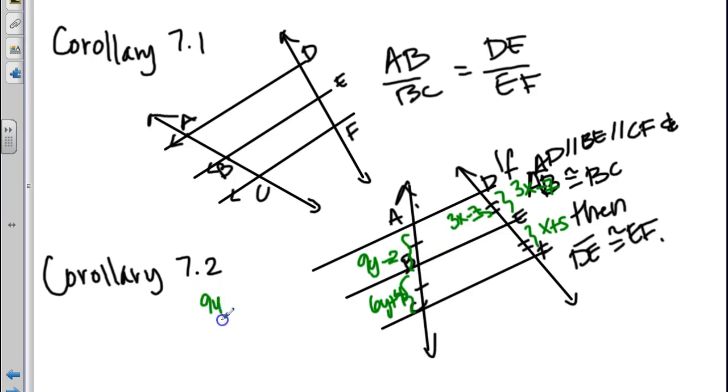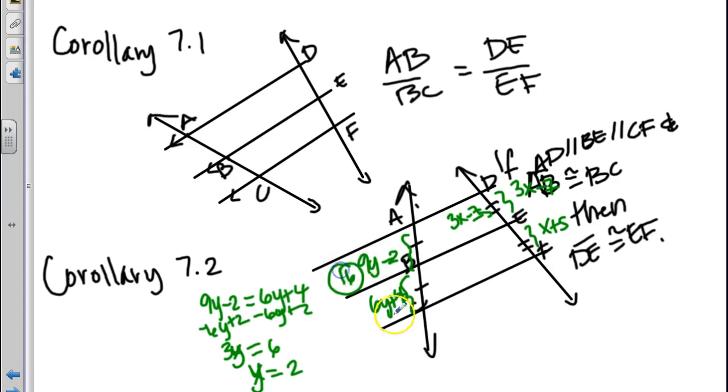So I know that 9y minus 2, whatever that length is, has to be equal to 6y plus 4. So I can solve this by subtracting 6y from both sides and then adding 2 to both sides, and I get 3y equals 6, or y is 2. Excuse me, y. Ooh, change variables on us, didn't I? All right, so when I plug in 2 for y, 9 times 2 is 18, minus 2 is 16. I plug in 2 for y here, 6 times 2 is 12, plus 4 is 16. So yep, it checks. Those lengths are both 16.